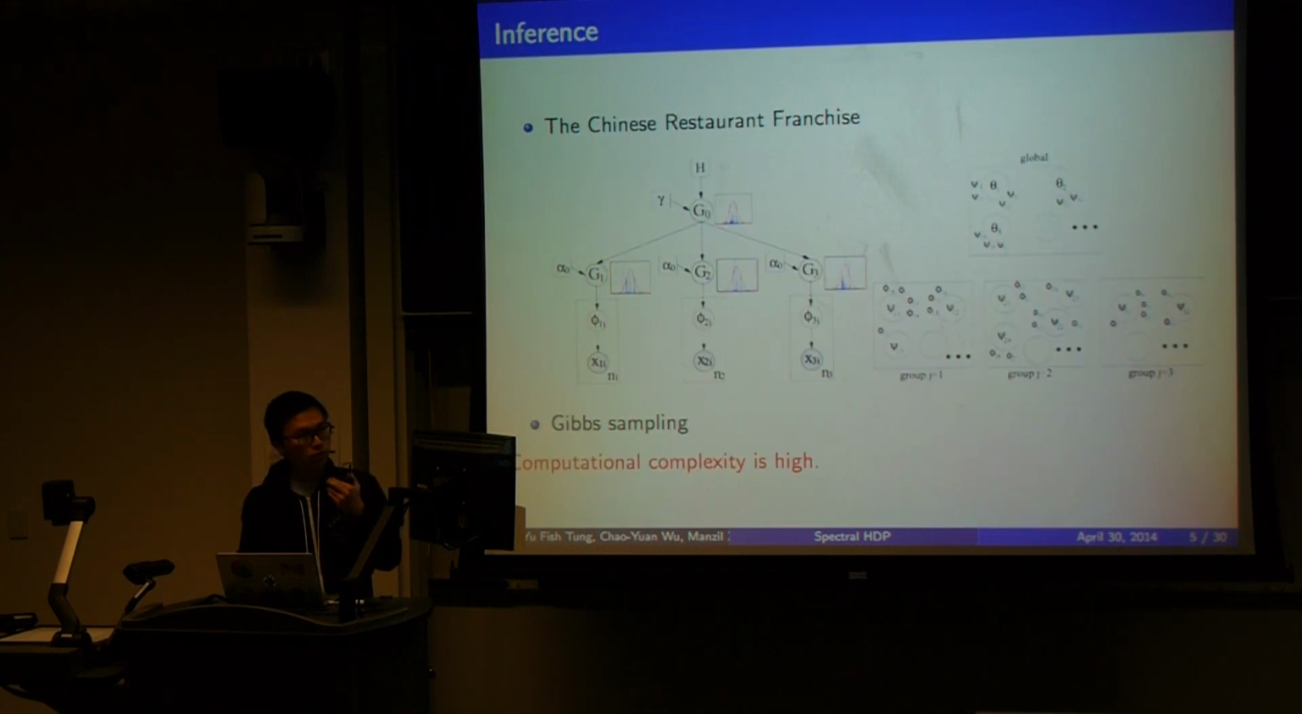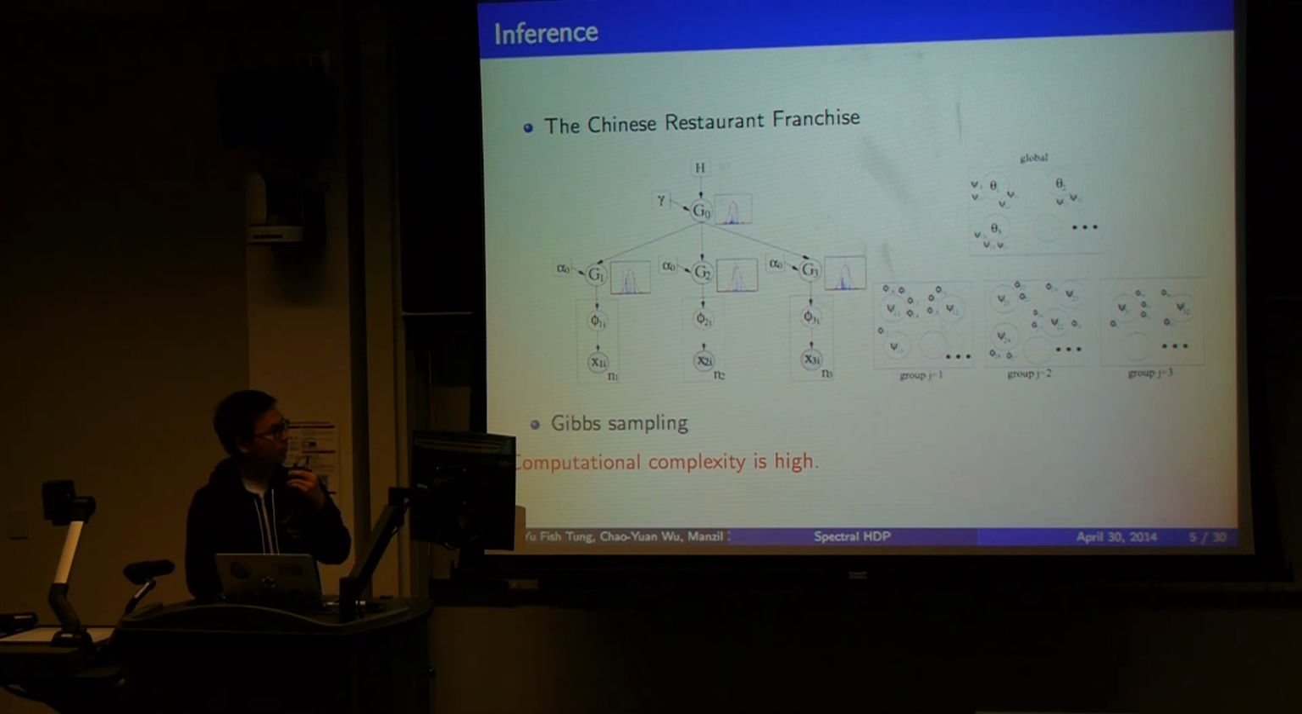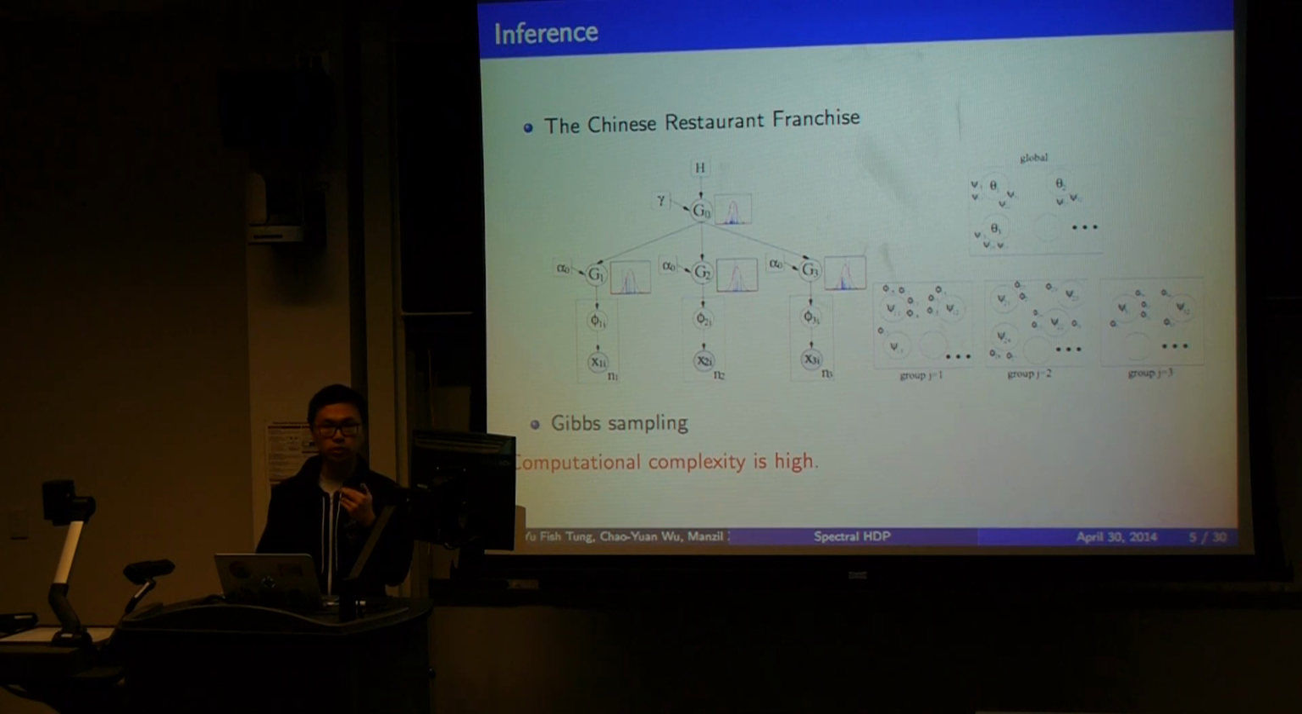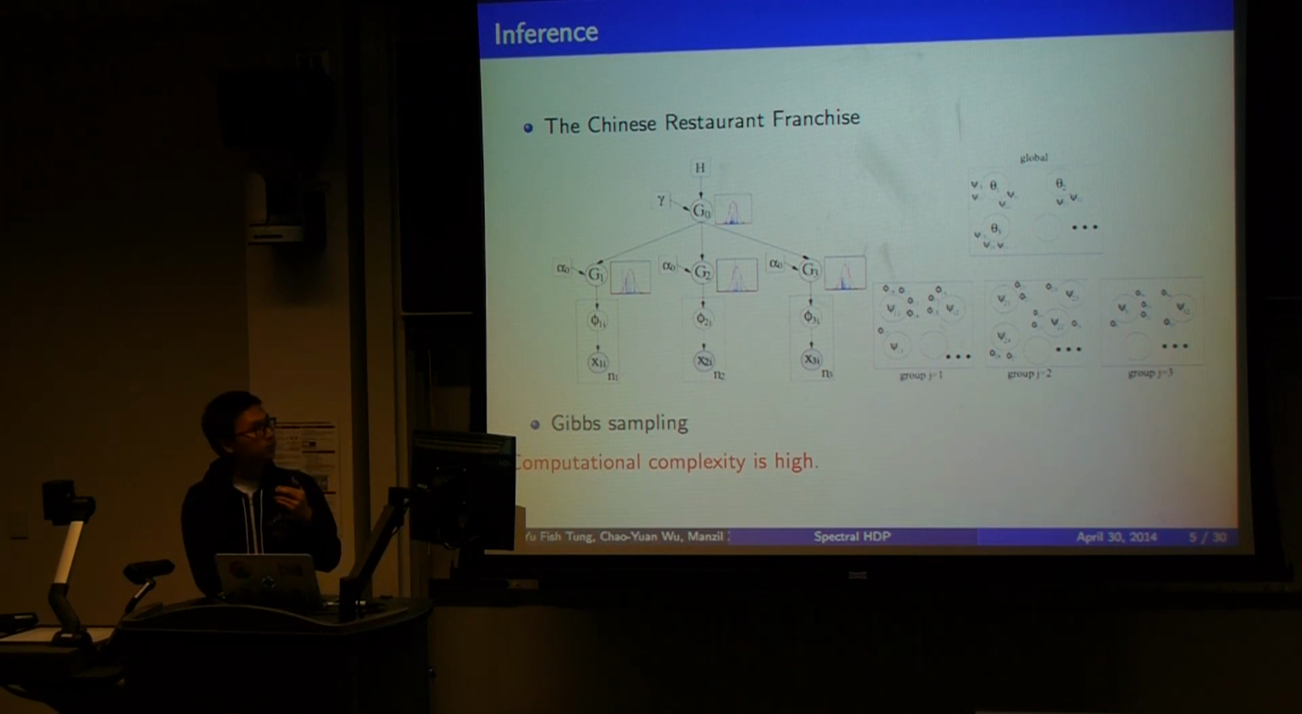However, when doing inference, people usually see HDP as the Chinese restaurant franchise, which is very similar to the Chinese restaurant process, but with hierarchy. They also apply Gibbs sampling for the inference, but it's usually computationally expensive. So that's the reason why we want to propose a new spectral algorithm for this model.